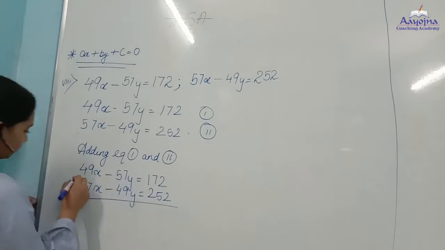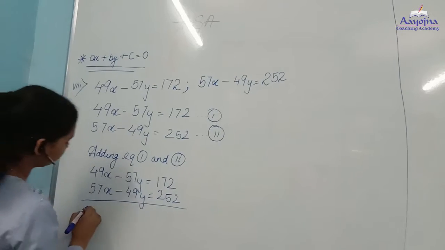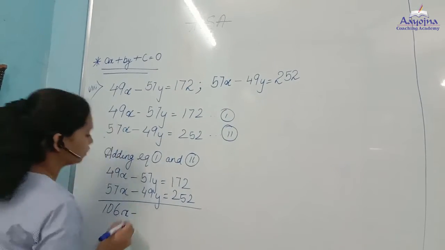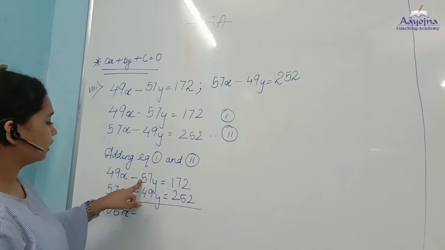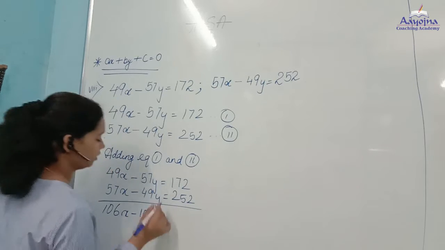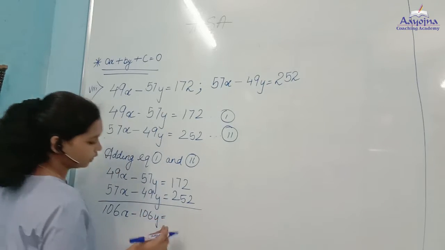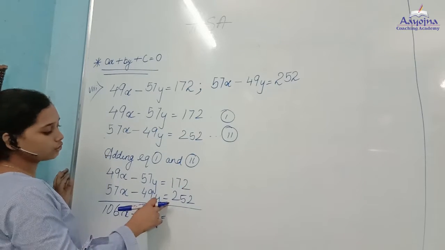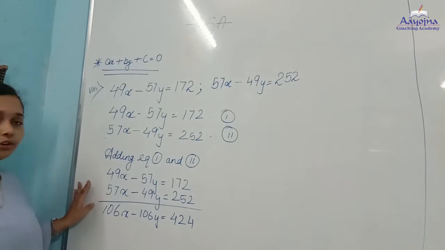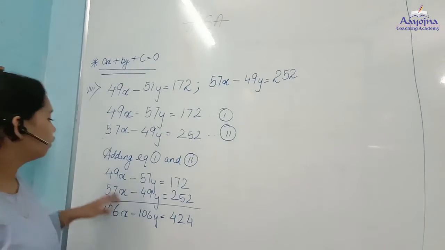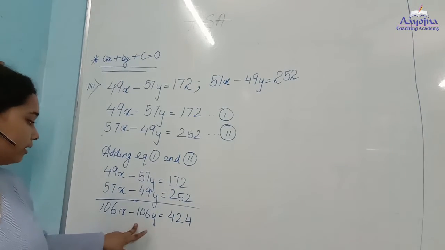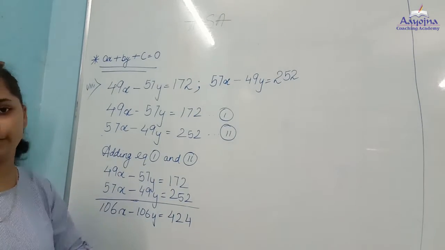After adding we get 49x plus 57x becomes 106x. Y will remain constant, minus 57 minus 49 is minus 106. Then 172 plus 252 becomes 424. Now here you might have thought, why didn't we change the sign? We did not change the sign because it was addition. So it becomes 106x minus 106y is equal to 424.